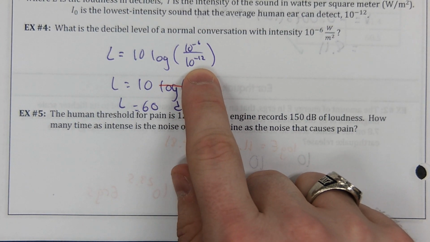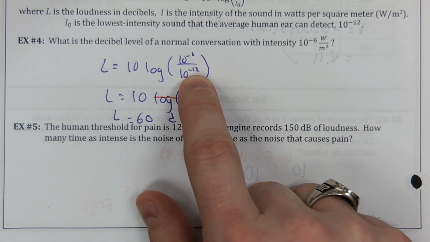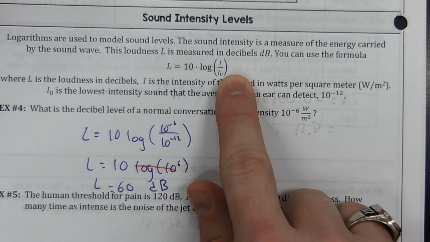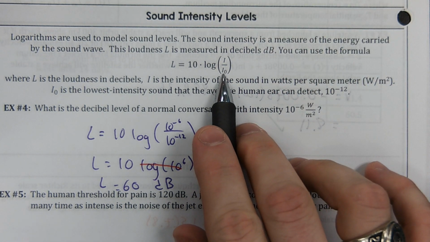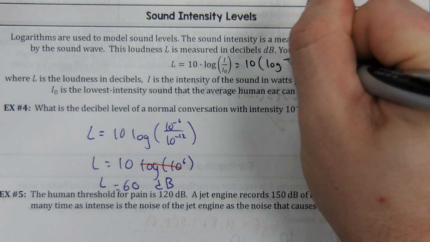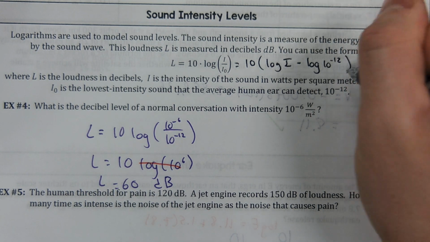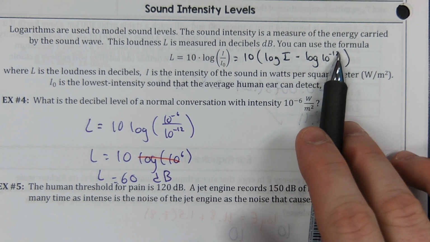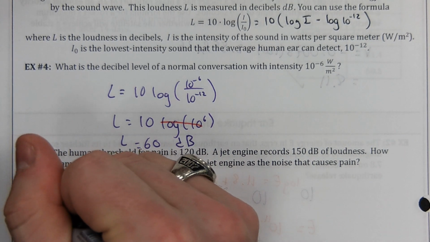Here's what we want to do. We know that this is 10 to the negative 12. But I don't know if you guys caught this, we could actually expand this. We could say this is 10 times log of the intensity minus log of 10 to the negative 12. But log of 10 cancels, so this says minus negative 12. So that's plus 12. So what we actually have here is a formula for loudness that, no, you don't need to memorize.